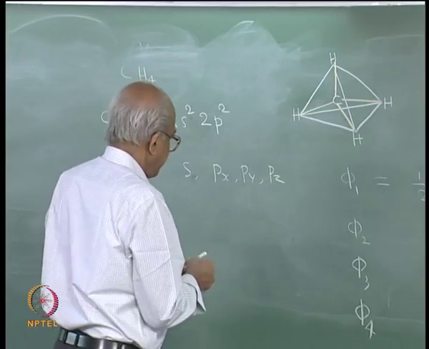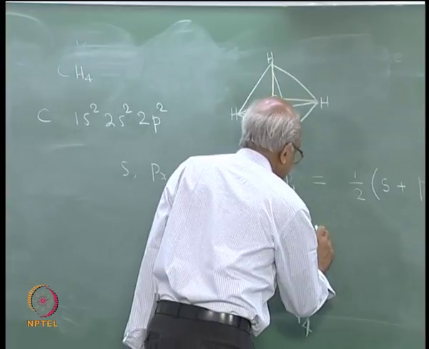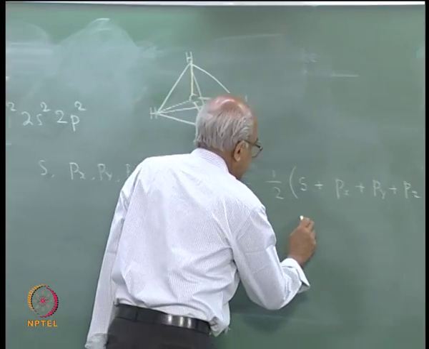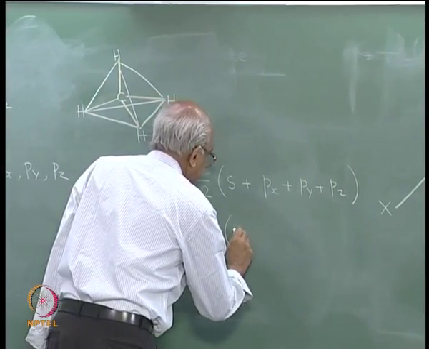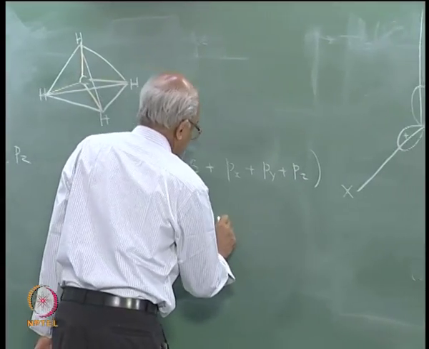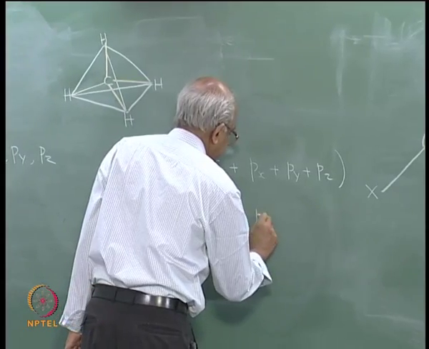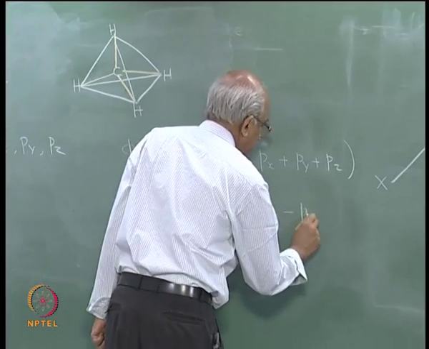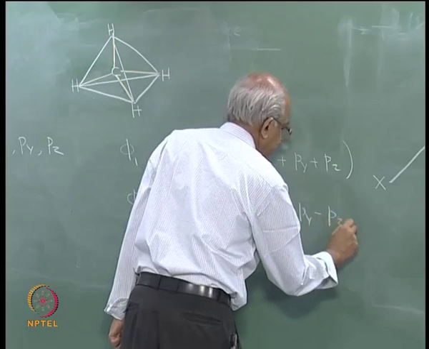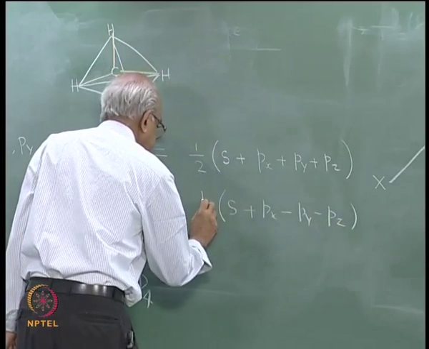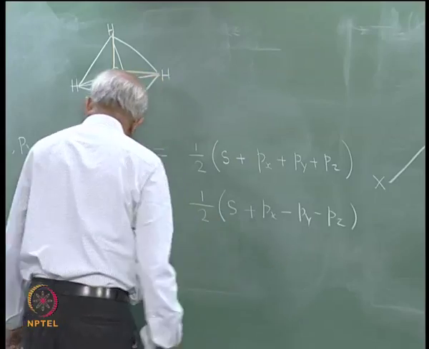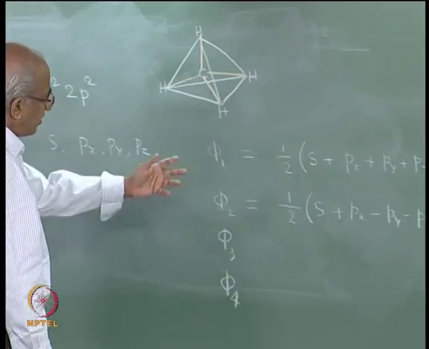In a similar fashion, I can also find out phi2, what will it be? Well, I can write it as S. It is actually very easy, as I said, if I put S plus Px minus Py minus Pz. Normalization factor is just the same, it is 1 by 2. And why do you have two negative signs?